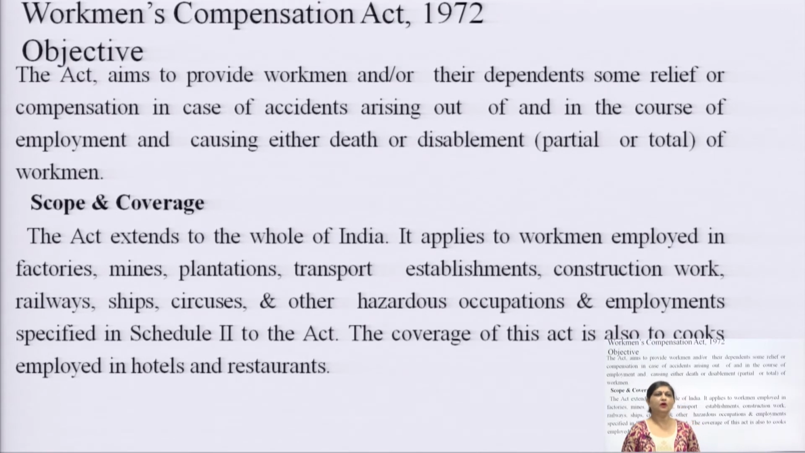Now, in this series we will talk about the Workmen's Compensation Act 1972. The objective of this act is to provide workmen or their dependents some relief or compensation in case of accidents arising out of and in the course of employment and causing either death or disablement. Disablement may be partial or total. Now, this act extends to the whole of India.